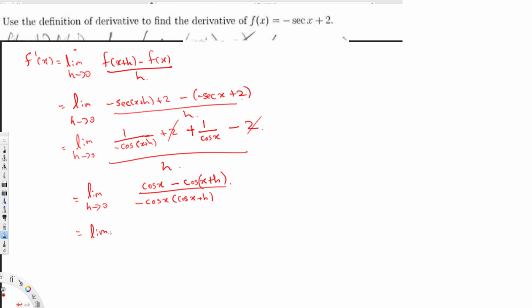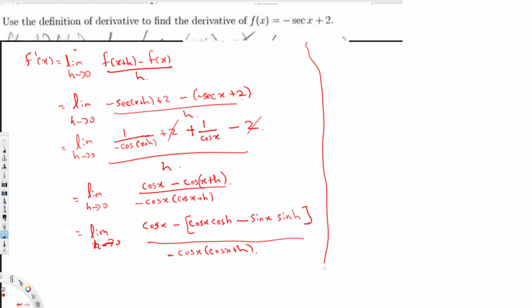Limit h approaches 0. So I can expand this one. It's going to be cos x minus, this is going to become cos x cos h minus sin x sin h, then over minus cos x, cos of x plus h.